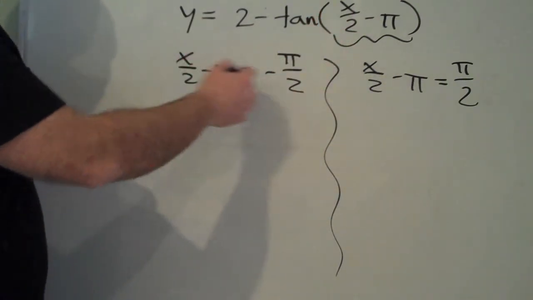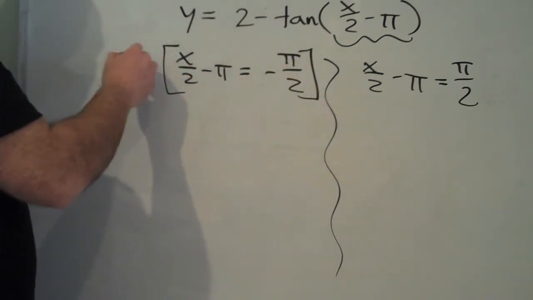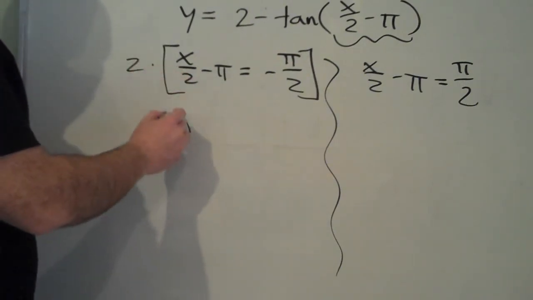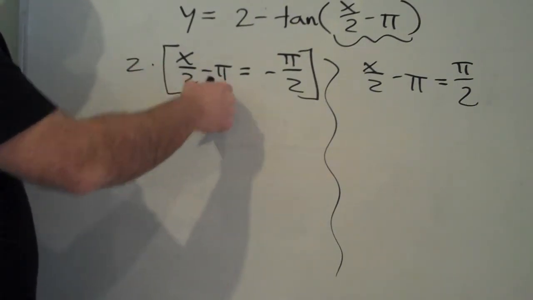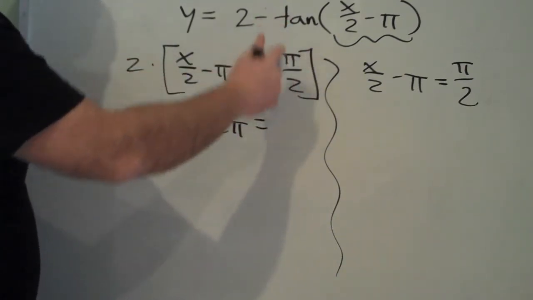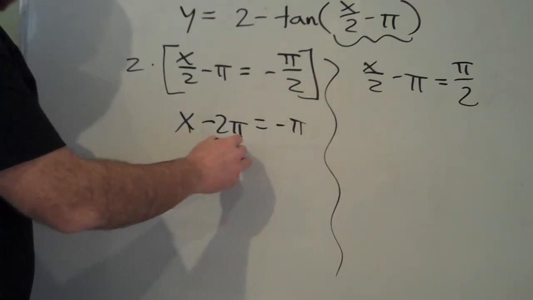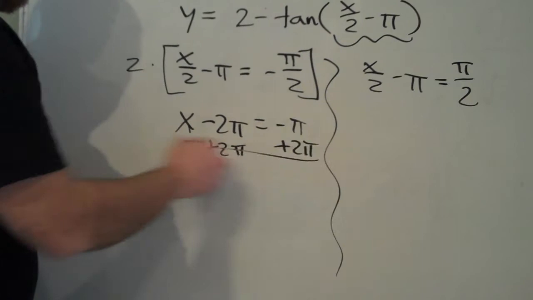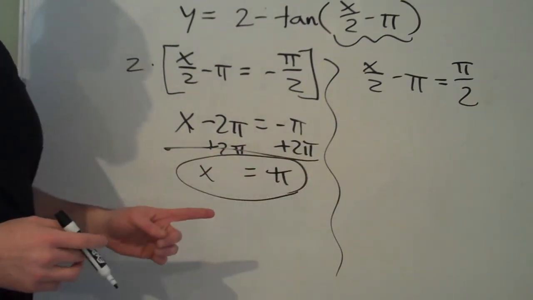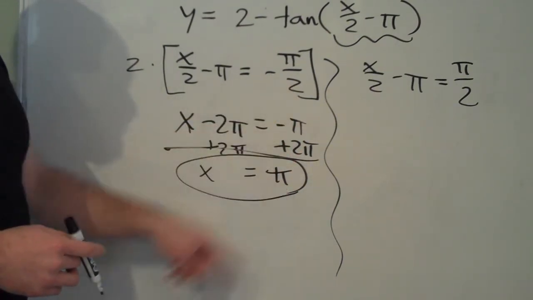Okay, so if we go to solve this like we did the other day, if we see fractions, let's multiply by 2. Clear everything out. When I multiply this by 2, that goes away. When I multiply this by 2, I have negative 2 pi, and that's equal to, when I multiply this by 2, just negative pi. When I add 2 pi to both sides, I have x equals pi. Now this, again, is not an endpoint, it's the left asymptote. It was negative pi over 2, now it's pi.